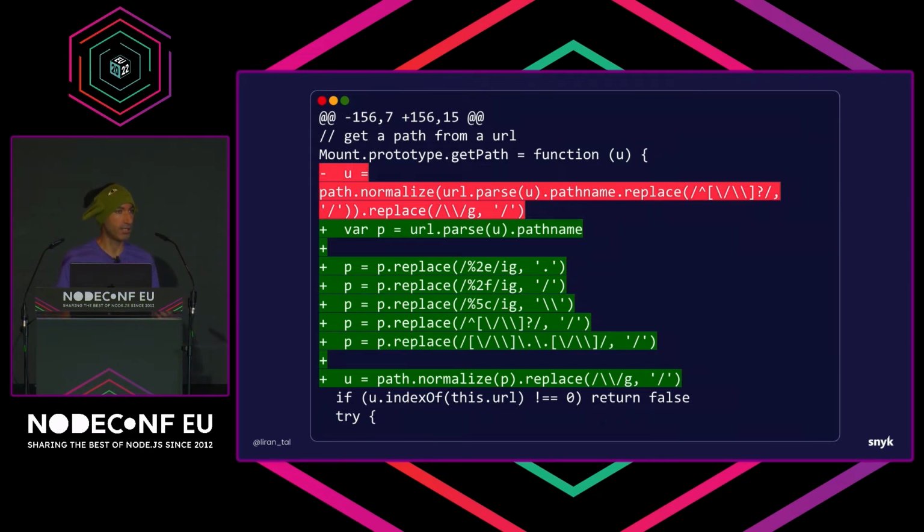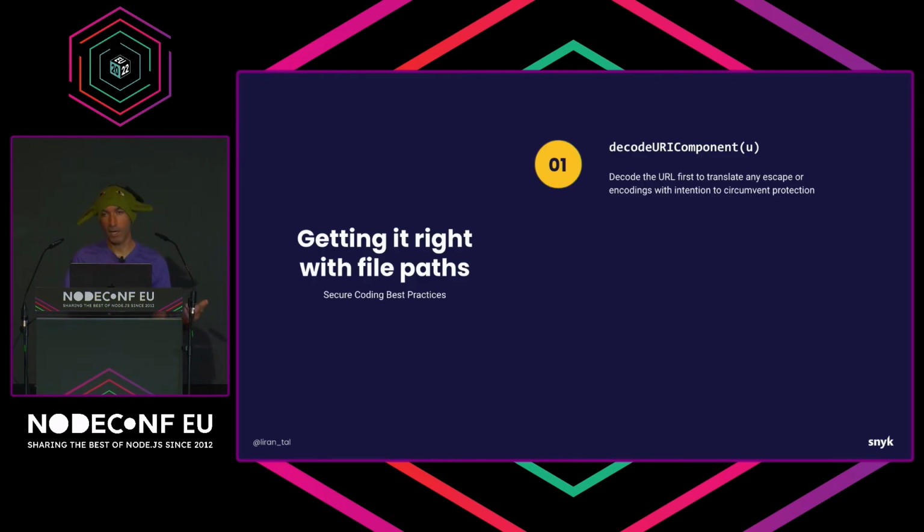They try to decode percent encoded characters and then apply the normalization, so the normalization can actually take effect and not be bypassed. So this is the fix. And I think at this point, we're already learning how to get it right.